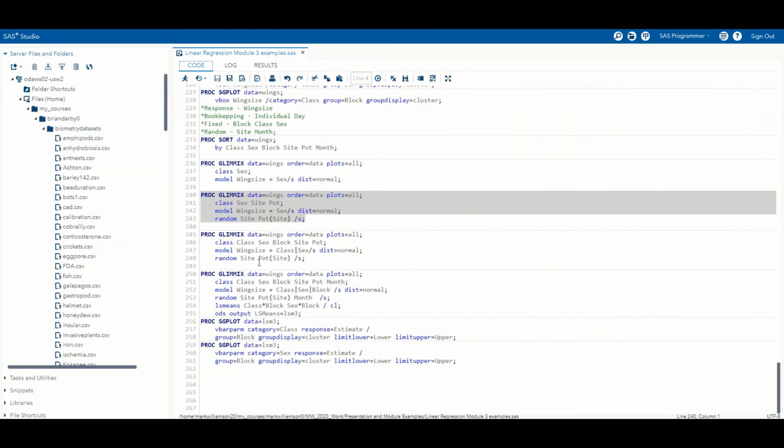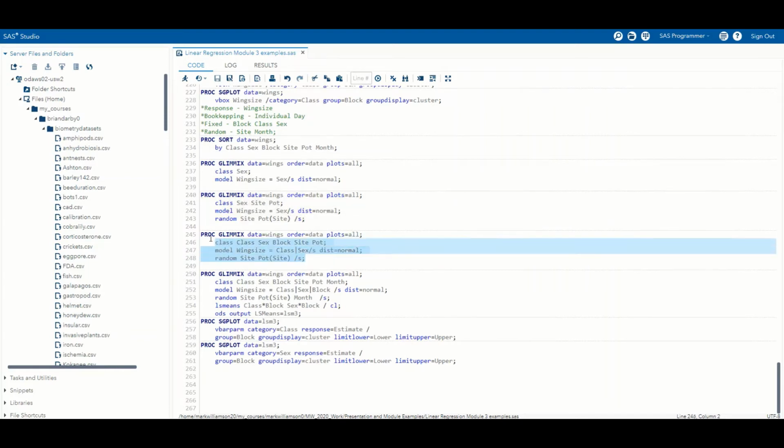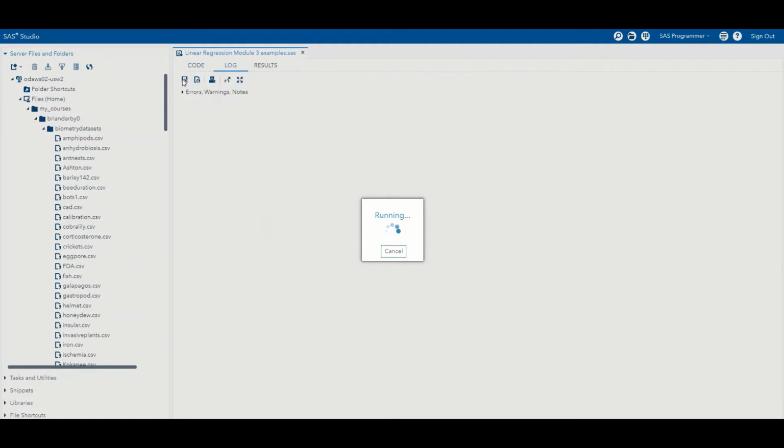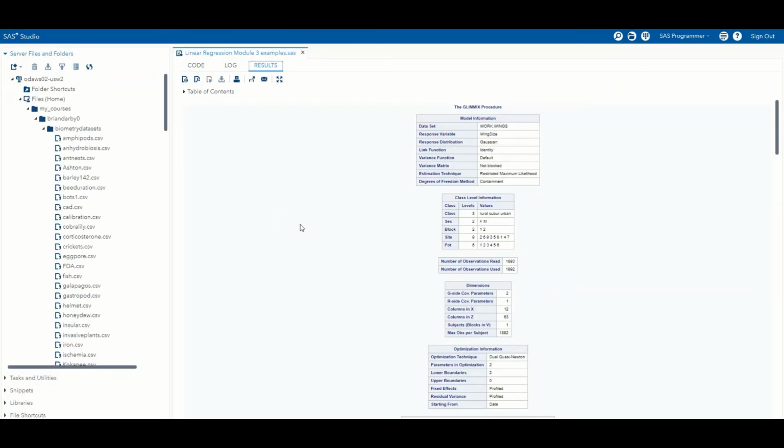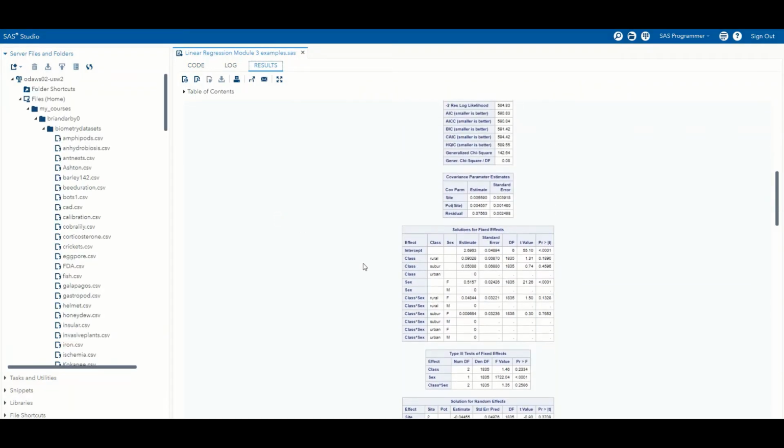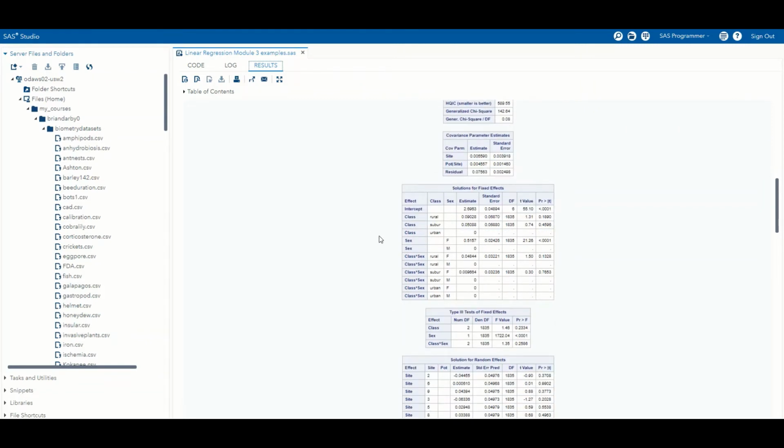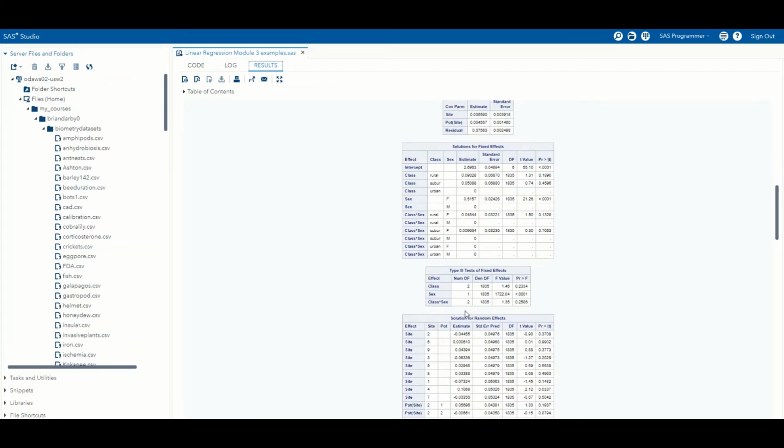Let's keep going. Let's now look at wing size as a function of class and sex and their interaction, again keeping site and pot as two nested random effects. Now they still are random effects, still accounting for some of the randomness. And it looks like class doesn't really have an effect, nor the interaction, but sex is still significant.